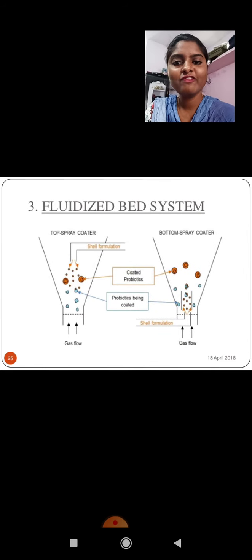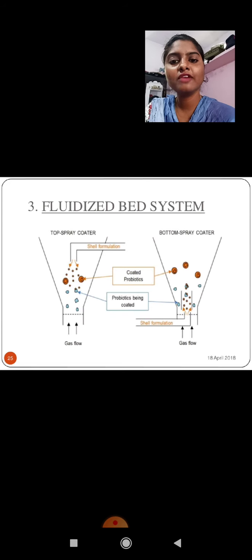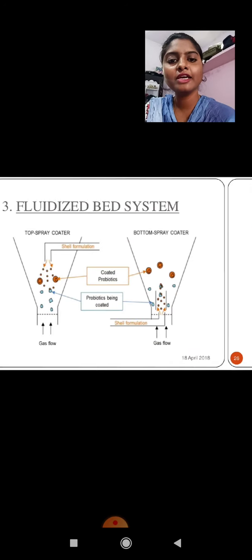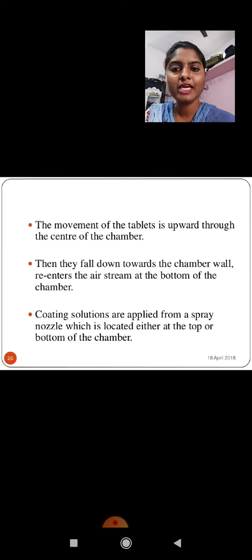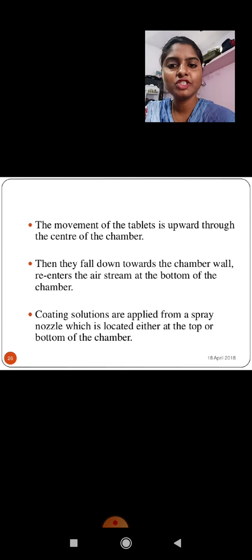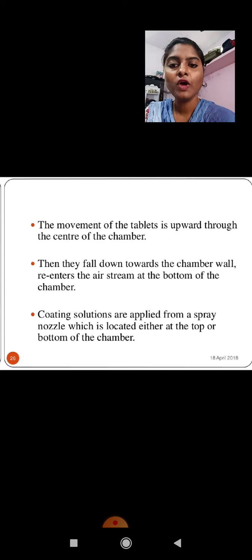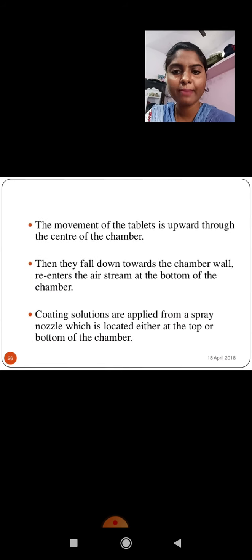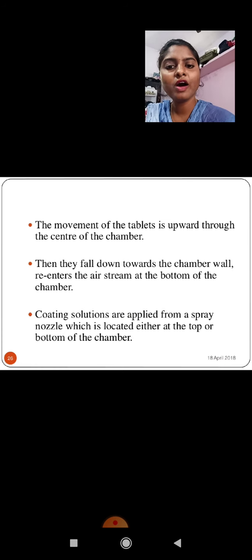Okay, when we observe this, the tablets move because fluidized air is present, so a vacuum is present. For that reason the tablets are carried to the top of the fluidized bed, then fall down towards the chamber wall and re-enter the airstream at the bottom of the chamber. Again they re-enter the chamber. In that chamber we spray the tablets. Okay, the coating solution is applied from the spray nozzle, which is located at the top or bottom of the chamber.